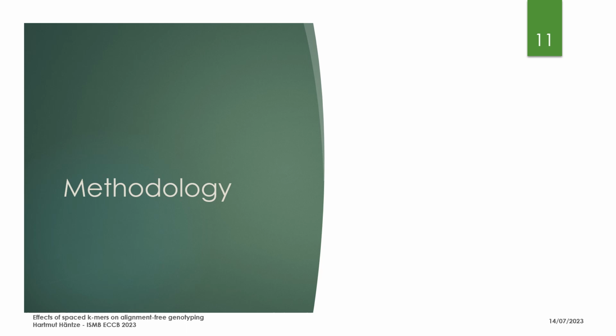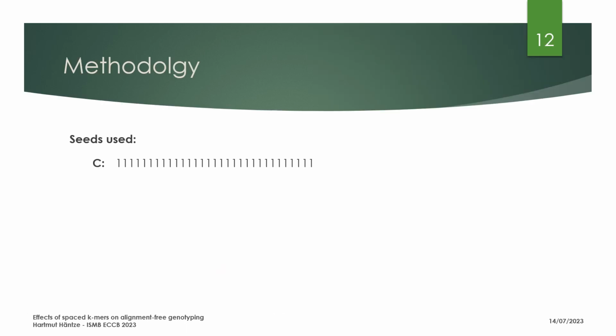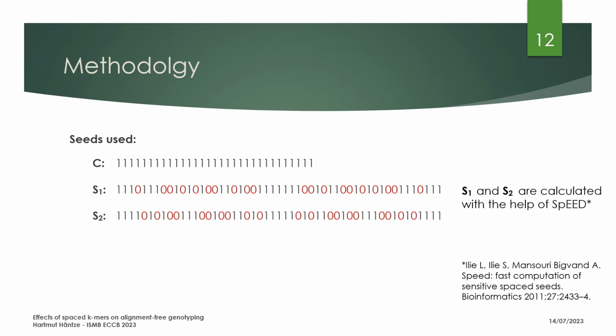So let's have a look at our problem setting. In the PanGenie paper by Ebler et al., they use standard k-mers with a length of 31. So this is going to be our control group. We also designed a seed of length 31 and weight 31. Now we want to compare this seed against two spaced seeds, which you can see here. They have the same weight of 31, so there are 31 ones and then additionally 20 zeros.